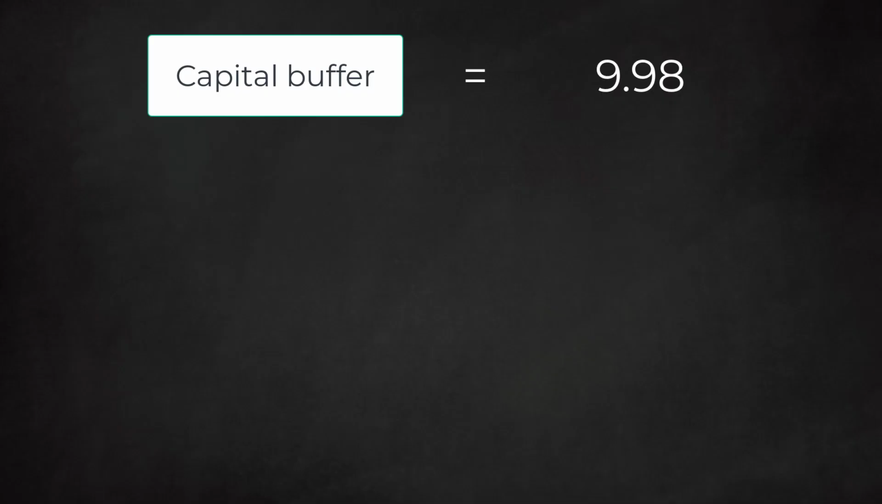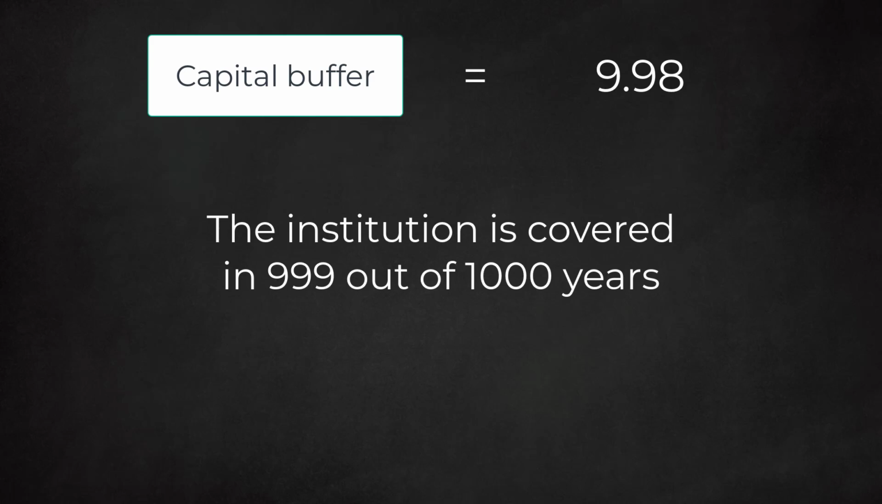With a capital buffer of 9.98, our financial institution has enough capital to cover events in 99.9% of the cases. If our bank were to live 1,000 years, the institution would be covered in 999 years, and only in 1 year the 9.98 buffer would not be sufficient.